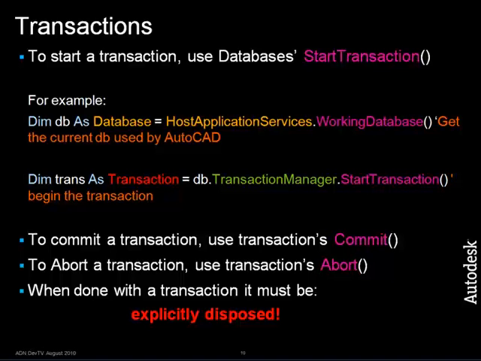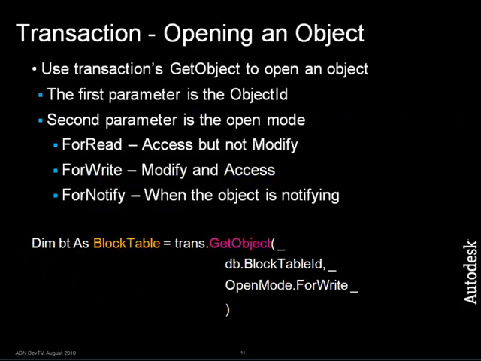Here we see an example of creating a transaction. After we get the database, we declare a transaction named trans. It is created using the start transaction method of the transaction manager of that database. A transaction has a commit method that we use if everything went fine. If there was a problem, we will call the abort method. Always remember to explicitly dispose the transaction. This is often done in the finally block of the try-catch block.